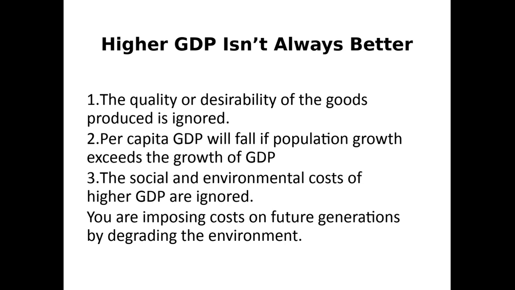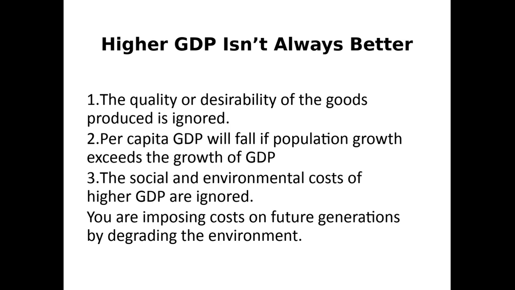Per capita GDP will fall if population growth exceeds the growth of GDP. Although you are producing more goods and services, your population is also growing at a faster rate, so higher GDP alone doesn't mean anything. That's why I showed you in the previous two slides that we have to calculate growth in per capita GDP, not absolute GDP. If you look at the absolute GDP of China and India, you'll find a very large number, but if you divide by 1.4 billion people, per capita income will be very low.